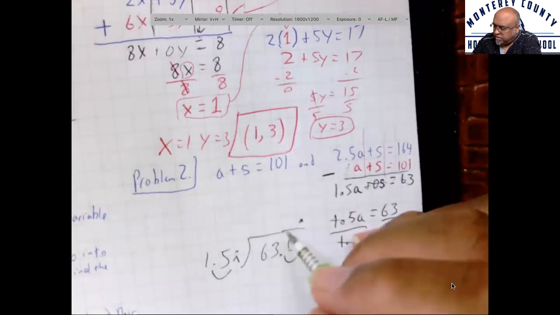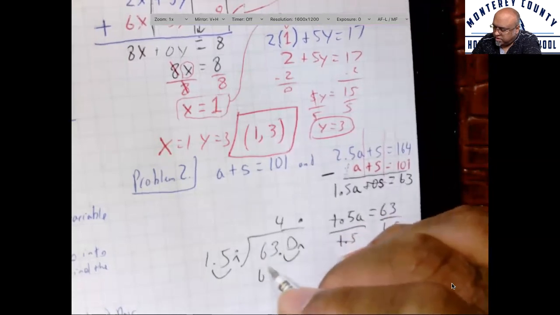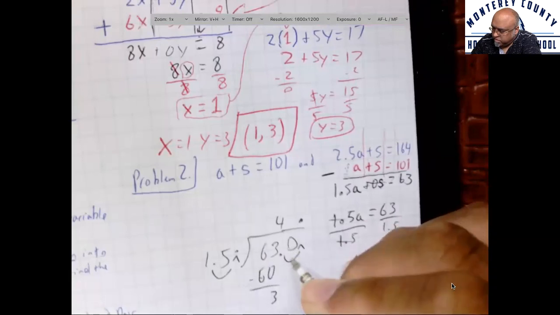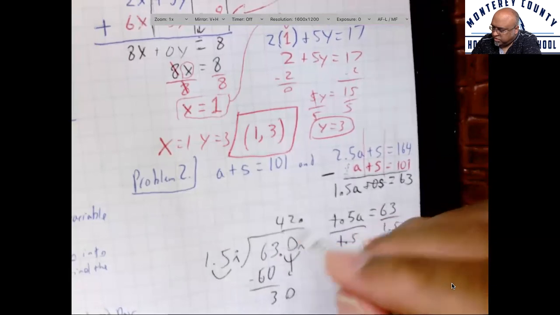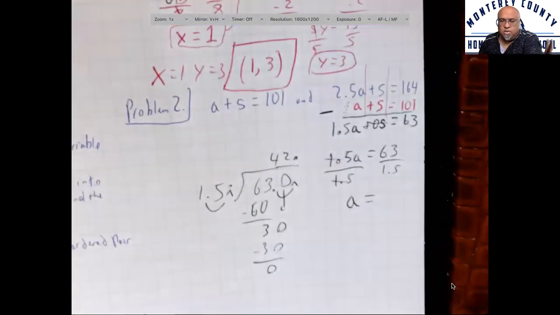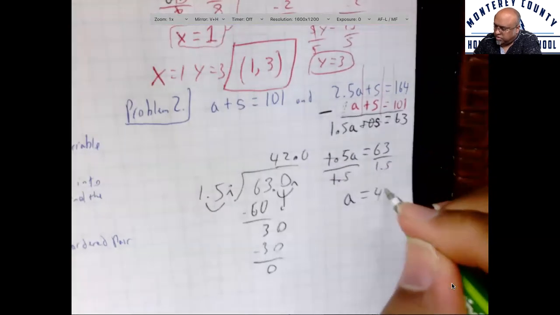Okay, 15 goes into 63 4 times. 15, 30, 45, 60. Bring down the 0. 15 goes into 30 2 times. 2 times 15 is 30. Okay, so 42.0. So basically A is 42.